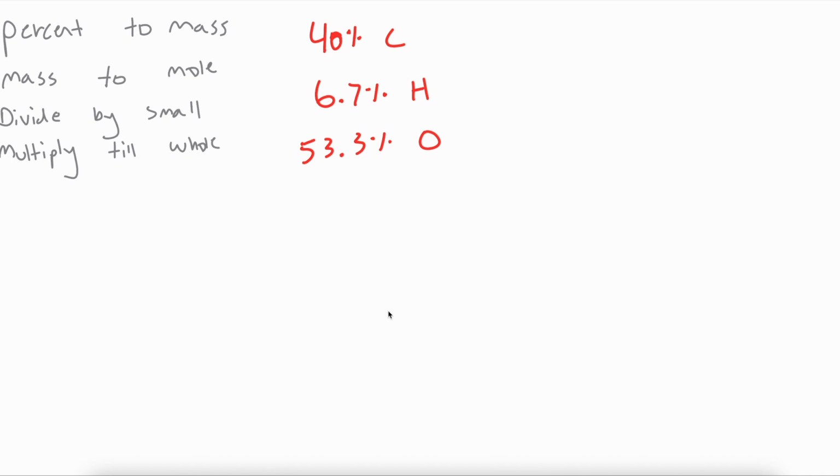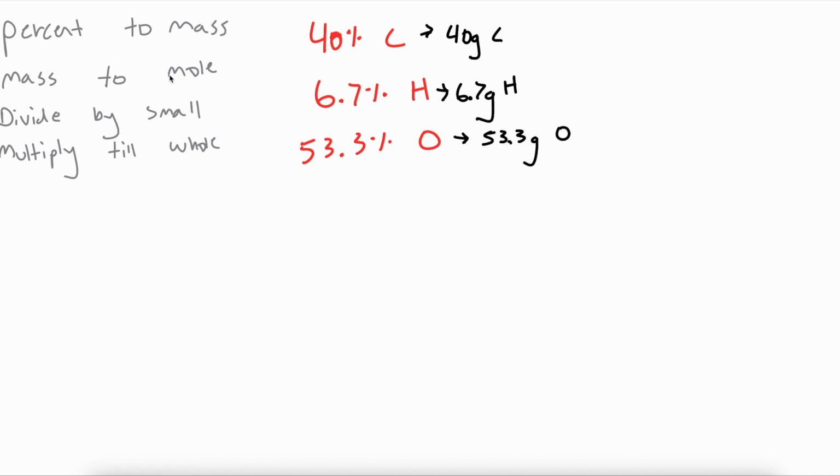Well, to solve all empirical formula questions, we use this really handy rhyme, and it goes percent to mass to mole, divide by small, multiply till whole. These are 4 different steps which we will be doing to solve the problem. Step 1 is percent to mass. We take the percentage of each of our elements and just turn it into mass. So 40% goes to 40 grams, 6.7% goes to 6.7 grams, and 53.3% goes to 53.3 grams.